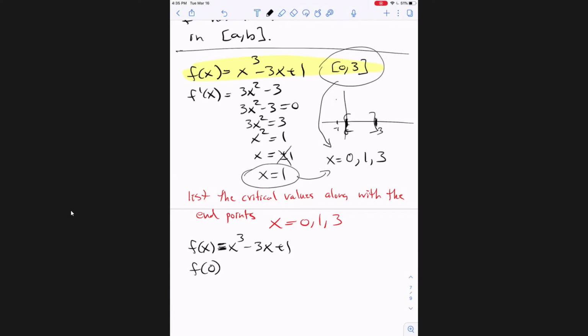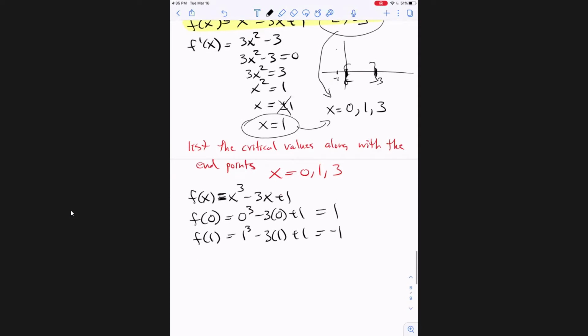So what's f of 0? Well, you just plug in 0, and we get an output of 1. What about plugging in 1? 1 to the third minus 3 times 1 plus 1. 1 minus 3 is negative 2, plus 1 is negative 1. What about f of 3? 3 to the third minus 3 times 3 plus 1. 27 minus 9 is 18, plus 1 is 19. All right, so now let's look at the y values. Which one gives the highest y value?